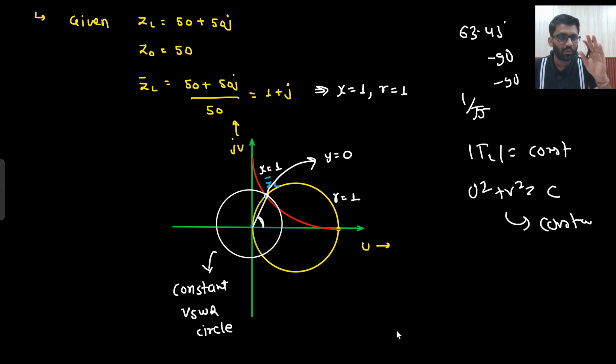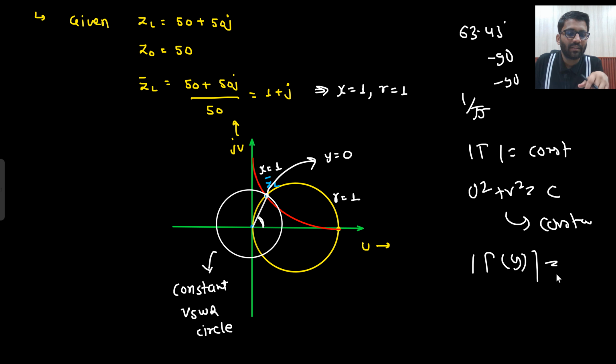Now if I work on the transmission line, what will be my behavior? For that, we are going to make the constant VSWR circle, because I know that on my transmission line, the magnitude of gamma will always be constant. Here I should not write gamma L. The magnitude of gamma will always be constant, but the angle will change. And how will the angle change? The angle will change such that I will always move in clockwise direction.